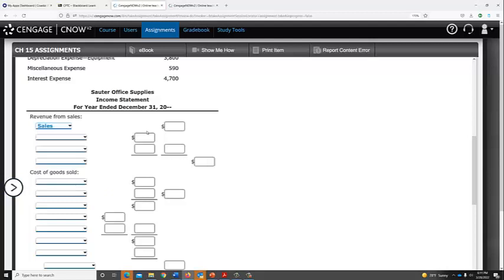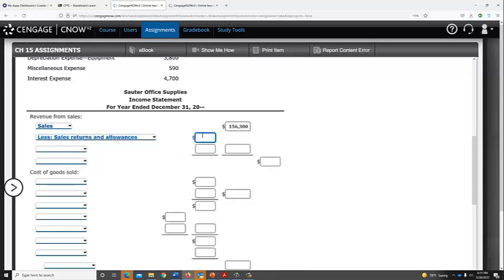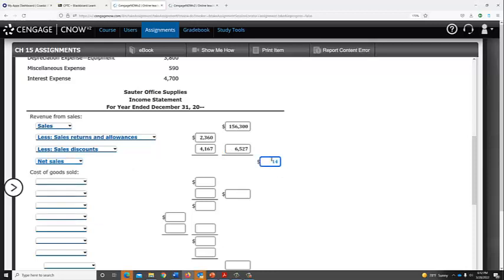our sales figures and calculate the net sales. We're going to need that to calculate our gross profit. So sales returns is subtracted, and then sales discounts are subtracted. That's a total deduction from sales of $65.27. So our net sales is going to be $149,773. That's the $156.3 less the $65.27.